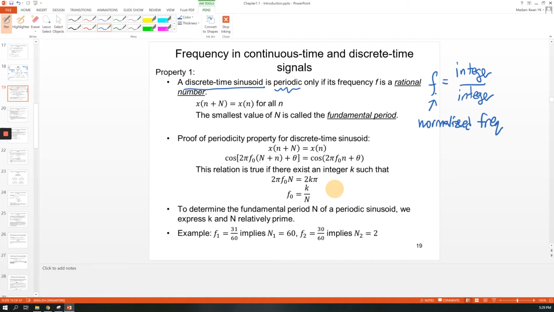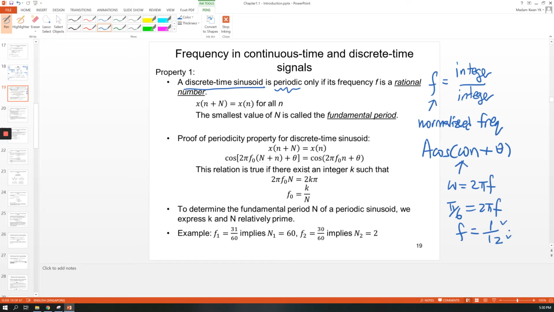So how do we get this number? From the formula that describes the discrete time sinusoids, omega n plus theta inside the cosine, you can find f from here, where omega equals 2 pi f. For example, we have seen that omega equals pi over 6, so that gives us f equals 1 over 12. So it is a rational number: this is an integer, this is an integer.